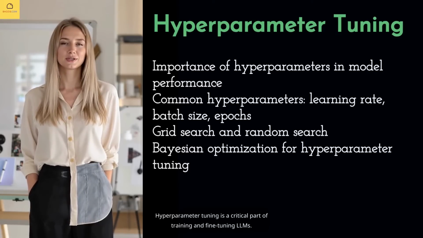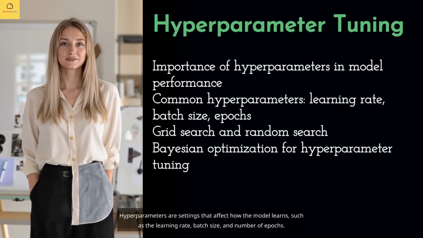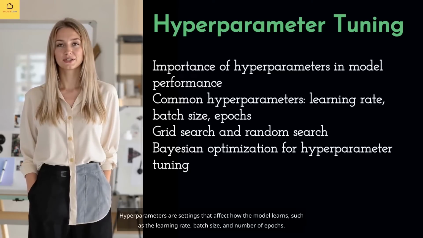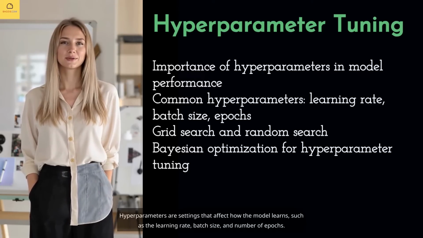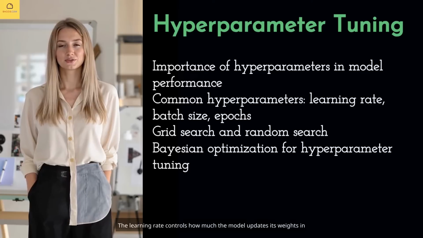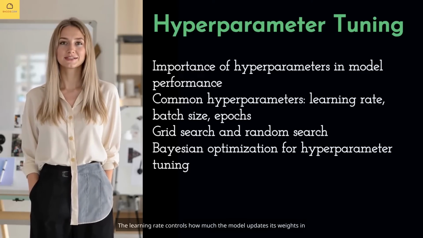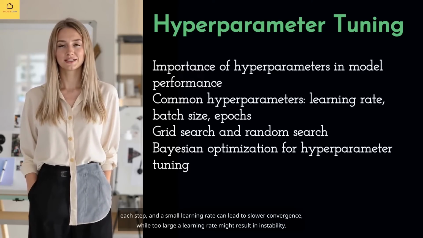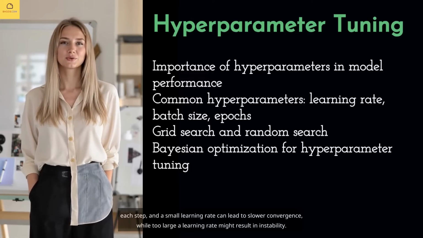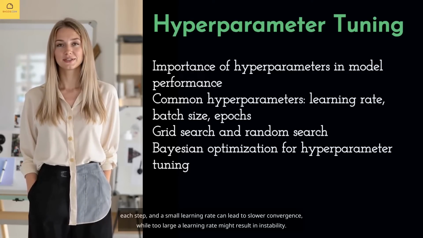Hyperparameter tuning is a critical part of training and fine-tuning LLMs. Hyperparameters are settings that affect how the model learns, such as the learning rate, batch size, and number of epochs. The learning rate controls how much the model updates its weights in each step, and a small learning rate can lead to slower convergence, while too large a learning rate might result in instability.